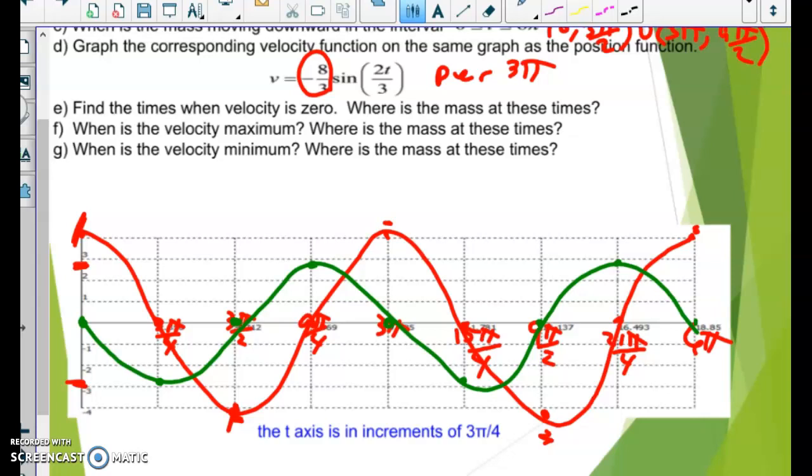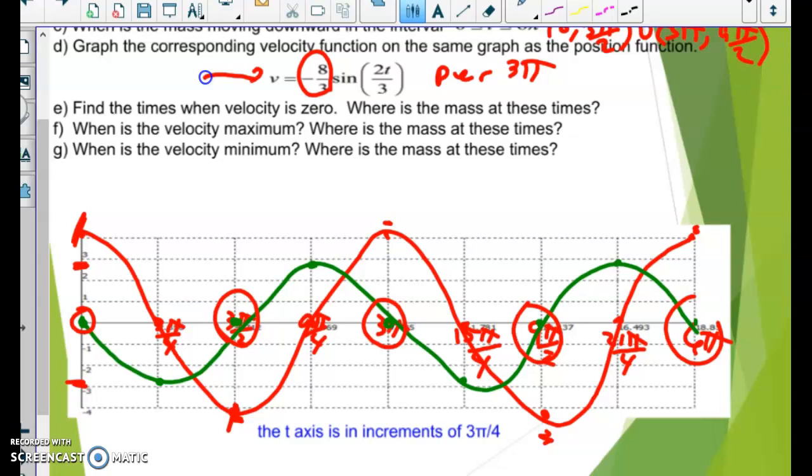So we didn't quite finish this last question, so let's see if we can finish off a couple of the questions. Find the times when the velocity is 0. Well, if I recall correctly, this is the equation for velocity. So my velocity is going to be at 0 there, there, there, there, and there.